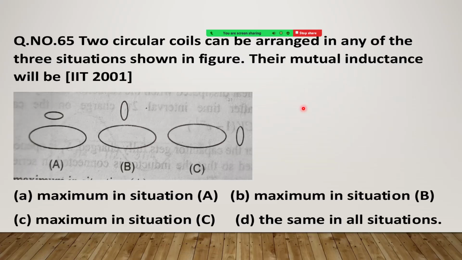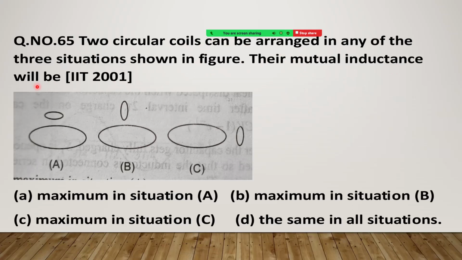Let's see the question given. Two circular coils can be arranged in any of the three situations shown in the figure. Their mutual inductance will be... So just now we have seen that M equals root L1 L2, and in that we have discussed that it depends on the orientation of the coils.